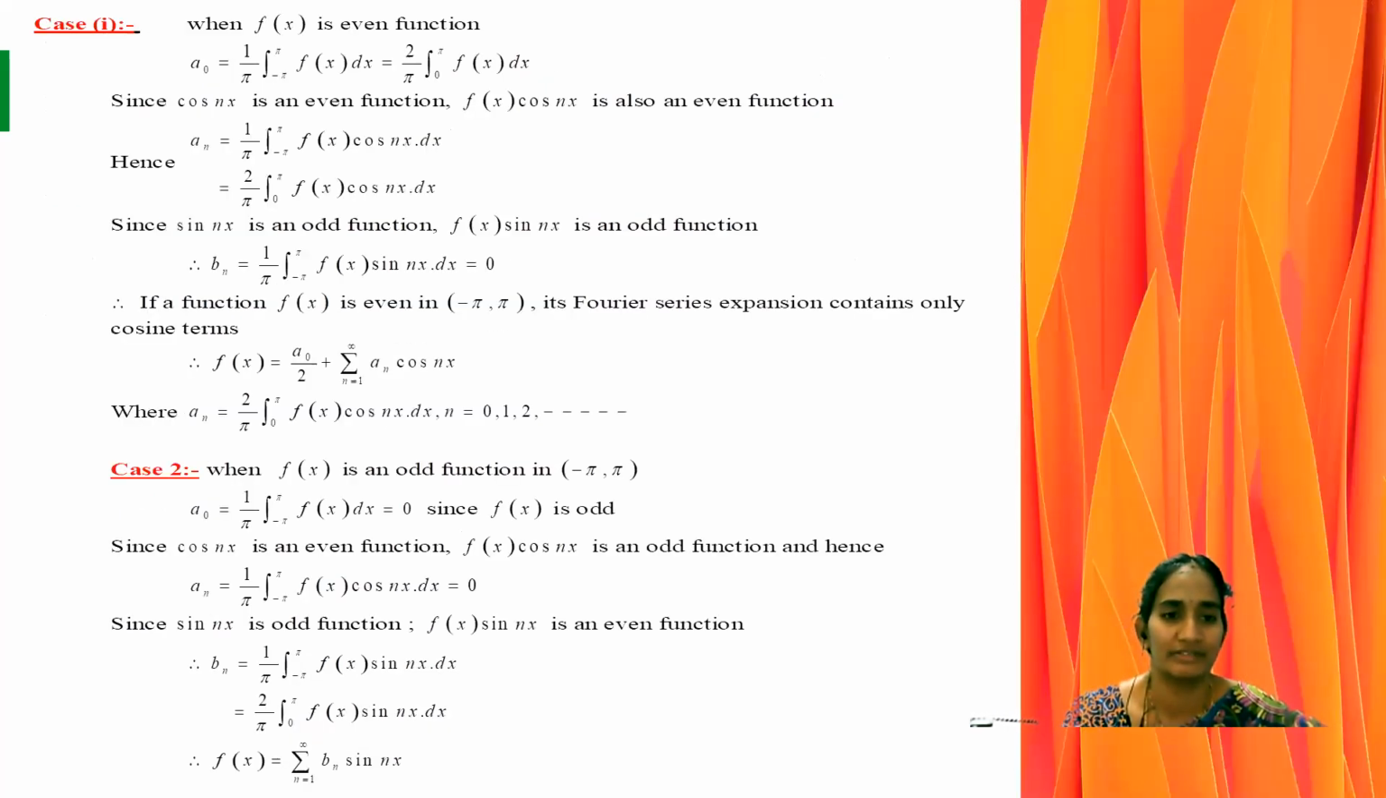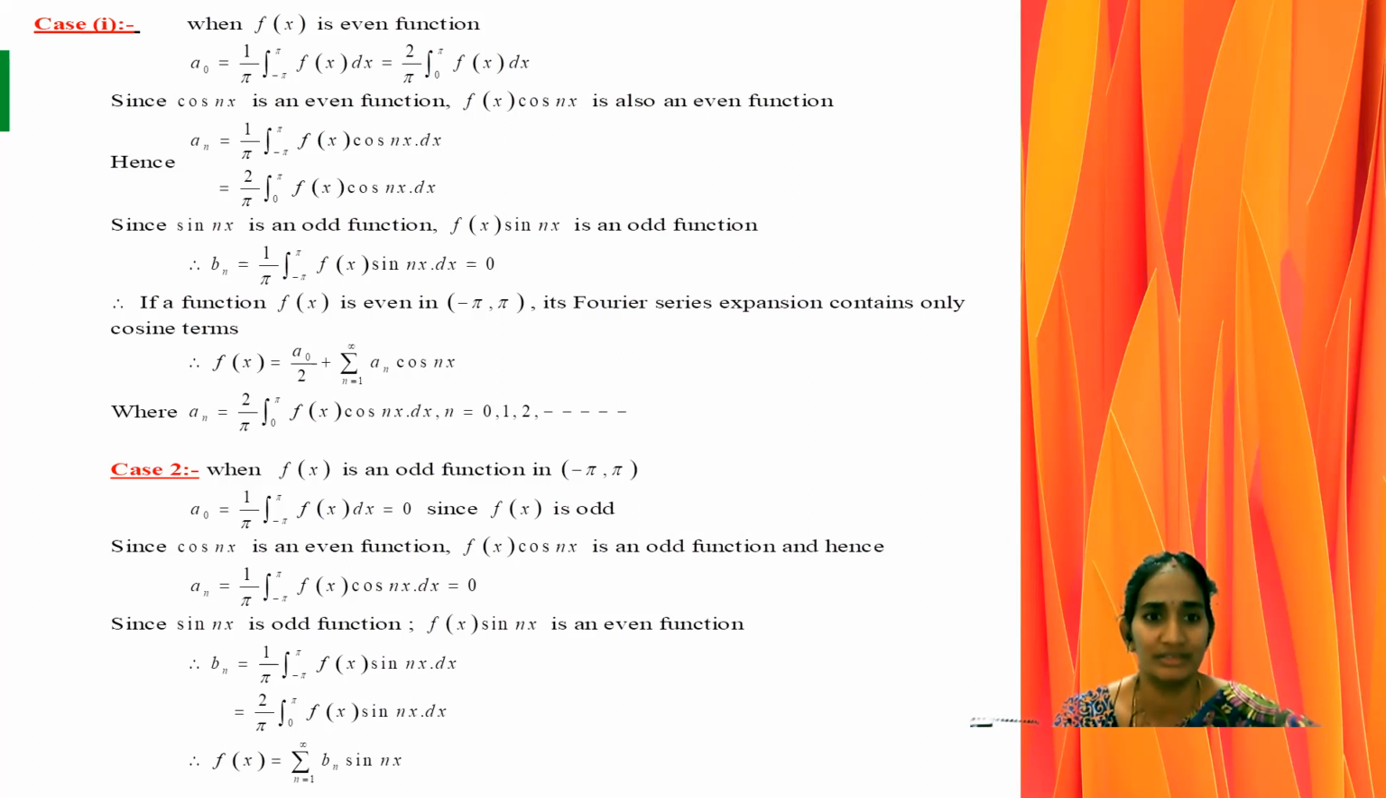So case 1, f of x is an even function, and case 2, f of x is an odd function. First we look at the even function case. f of x is an even function. For a naught, as it is, we write 2 times. Why? Because f of x is even. a naught equals 1 by pi integral from minus pi to pi of f of x dx, equal to 2 by pi integral from 0 to pi of f of x dx.